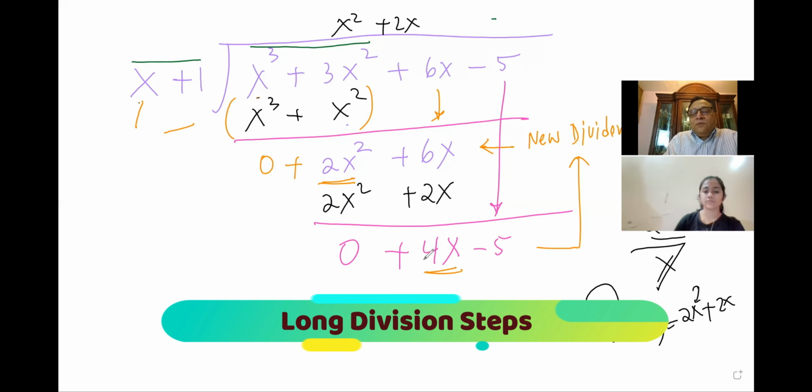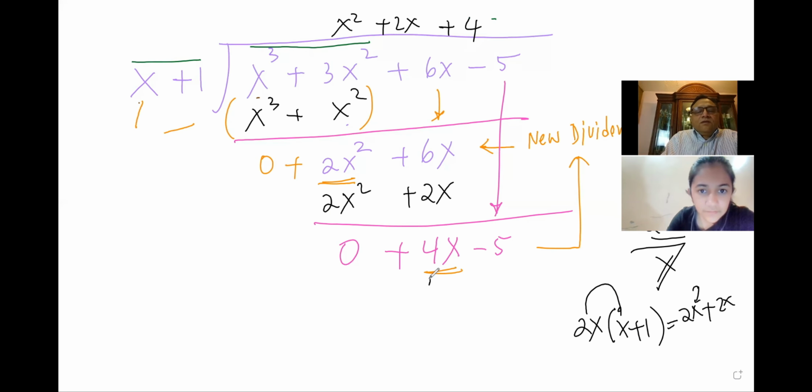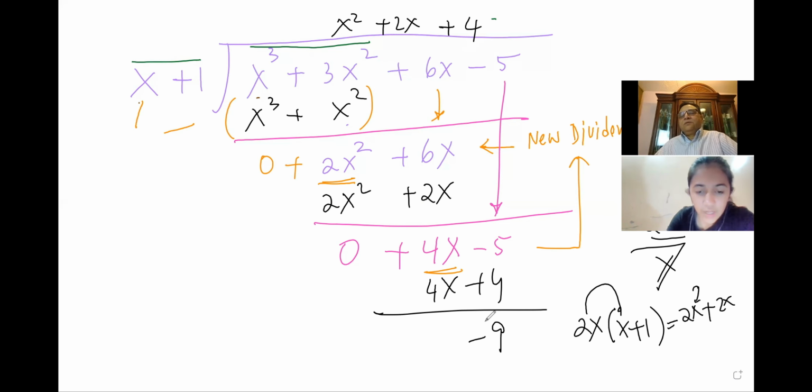Now, how many times will you multiply x with 4? 4x plus 4, right? And when you take away, what do you get? Minus 9. Do you see that? You get a remainder of minus 9, correct? This time we got a remainder.